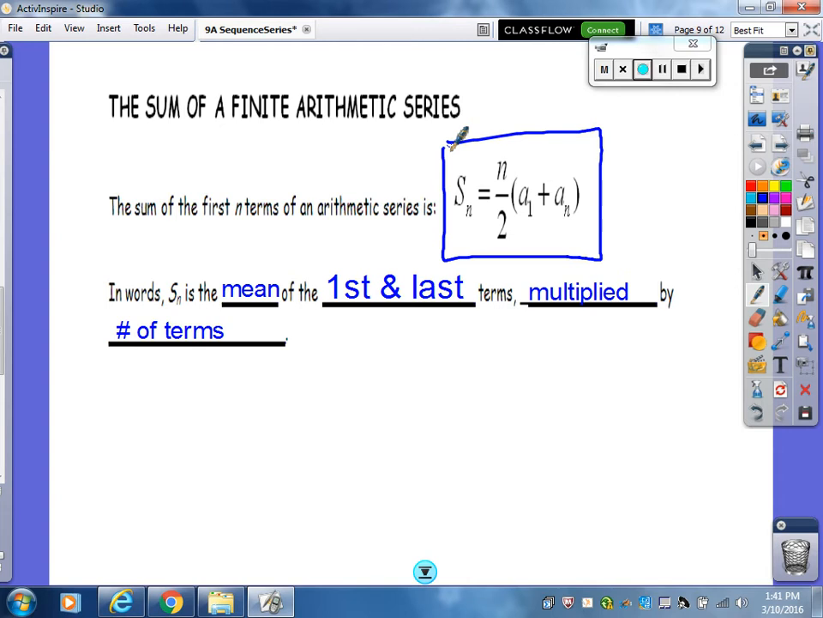So here's the formula. Make sure you understand what all of the pieces mean. S sub n stands for the sum of how many terms you've got. S sub n is the mean of the first and last terms multiplied by the number of terms. So a sub 1 is the first term, a sub n is the last term, and n is the number of terms in your finite series. So let's look at an example of this.